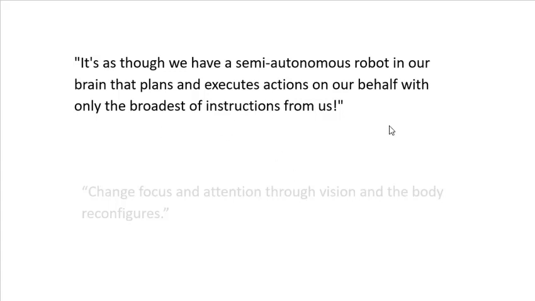The researchers of this article had this great quote, and it was this: it's as though we have a semi-autonomous robot in our brain that plans and executes actions on our behalf with only the broadest of instructions from us. And if you remember from the slide that I started this lecture with, the majority of the processing of the brain is subconscious, outside of really our awareness. That 50 to 100 bits per second is what a conscious thought is. The remainder of that 11 trillion bits per second is all subconscious processes.